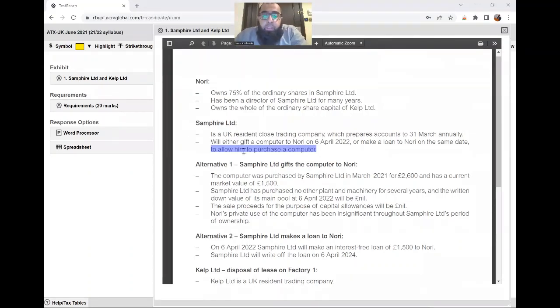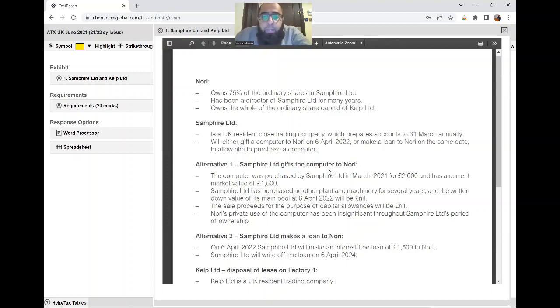So Semfire Limited will either gift a computer to Noori on 6 April 2022 or make a loan to Noori on the same day to allow him to purchase a computer. What I was saying is that when you are doing the first reading, read carefully, but don't get frustrated. Don't rush. Obviously when we do the first reading, we don't know the requirements. We just do the first reading so that we can identify the data. Some students say, sir, if we read the requirements first, then what is the advice? You can do that also, but still you need to read the question to identify the data.